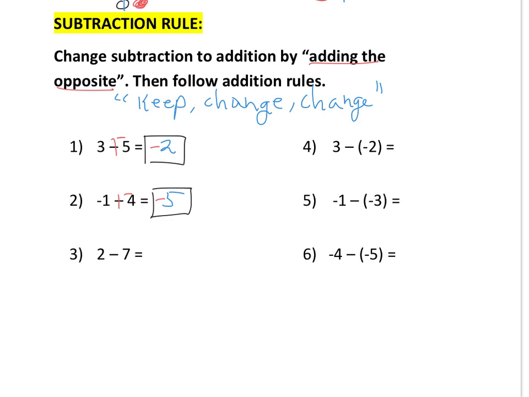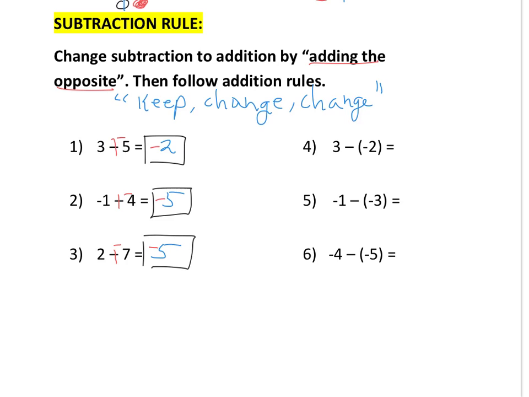Number 3. So again, we're going to keep 2 exactly as it is, but we're going to change. So plus, minus. So this time we have a positive 2 plus a negative 7. Different signs, subtract. So 7 minus 2 is 5. And keep the sign of the larger. There are more negatives than there are positives, so our answer is negative 5.